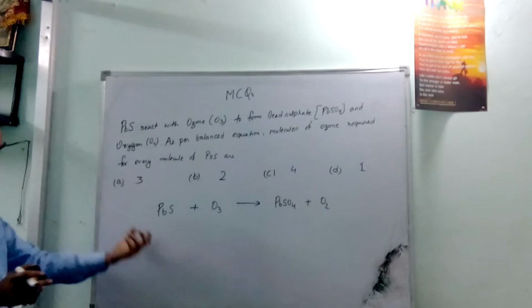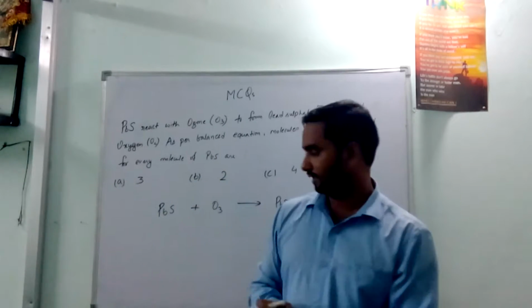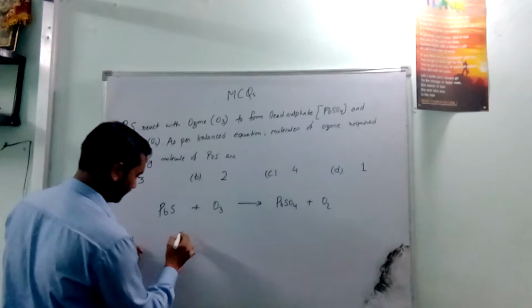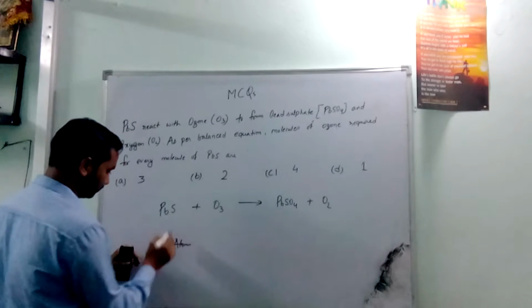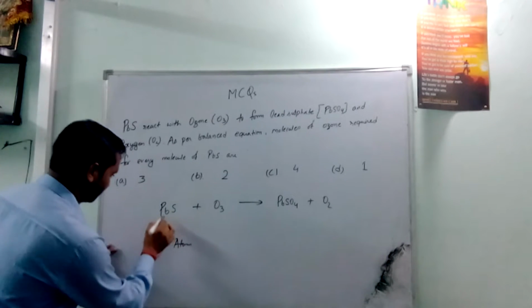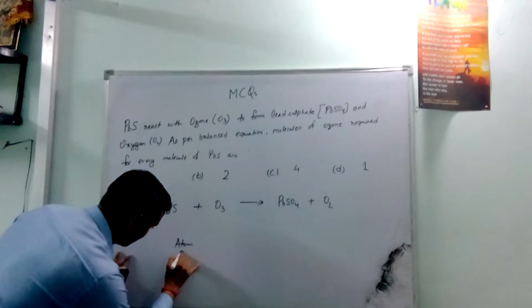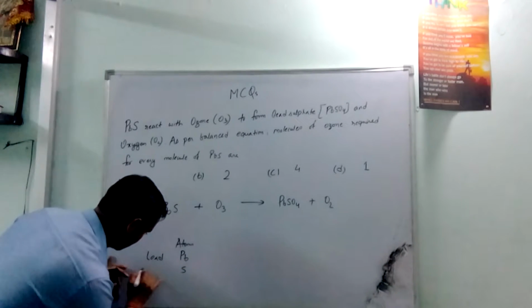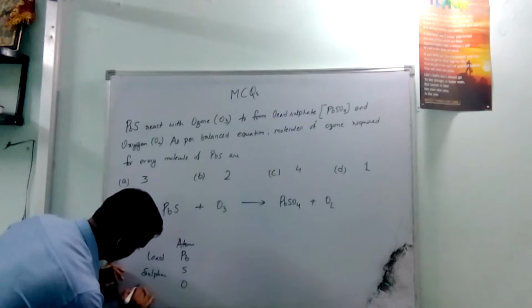If this is the reaction which we have to balance, firstly we will check whether it is balanced or not. So for this we have to write the atoms of the different elements. Here how many elements? 1, 2, 3. Three elements are used and they are lead, sulfur and oxygen.